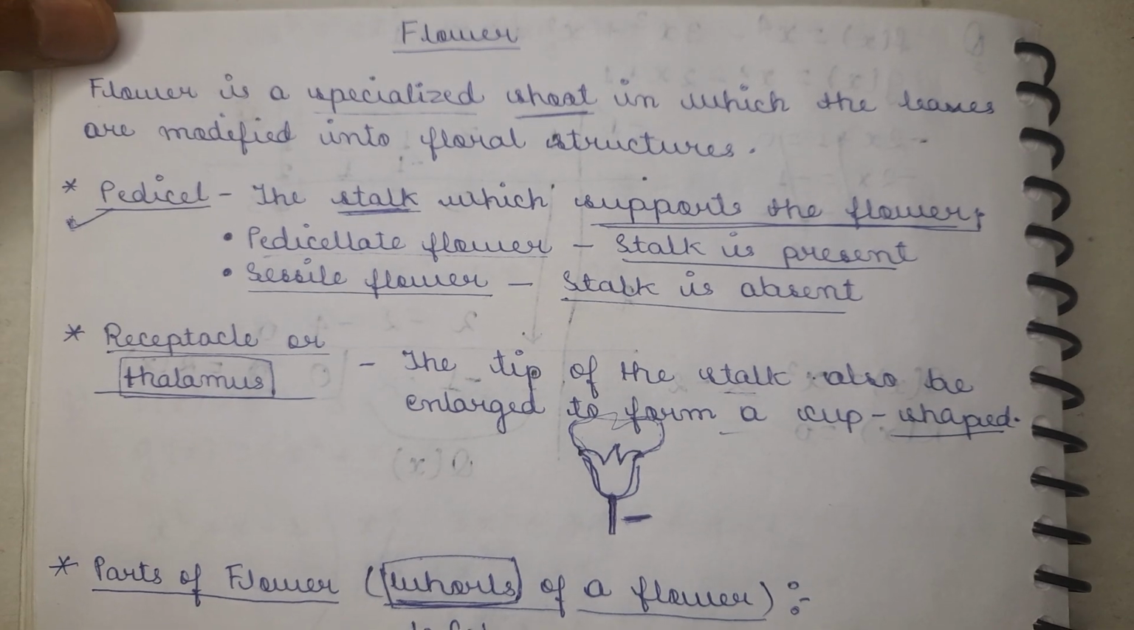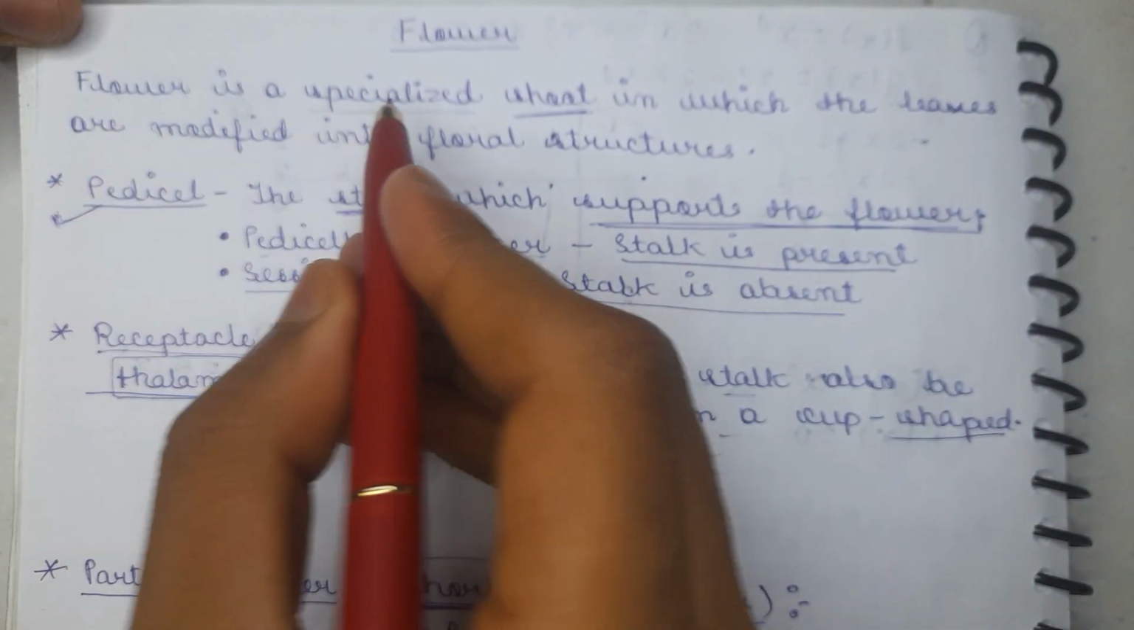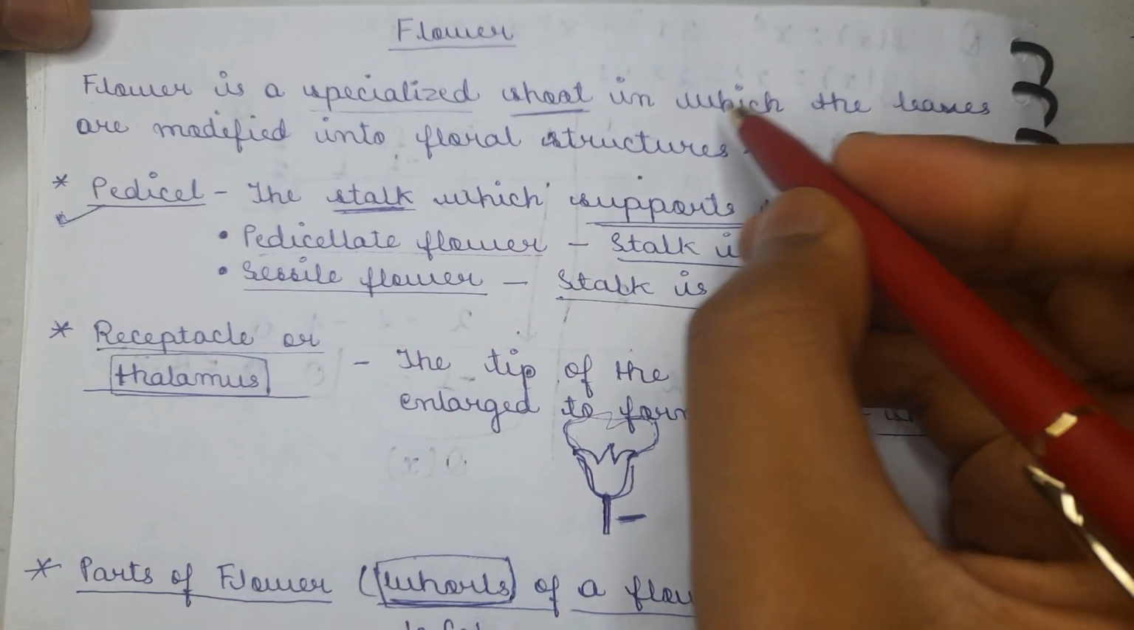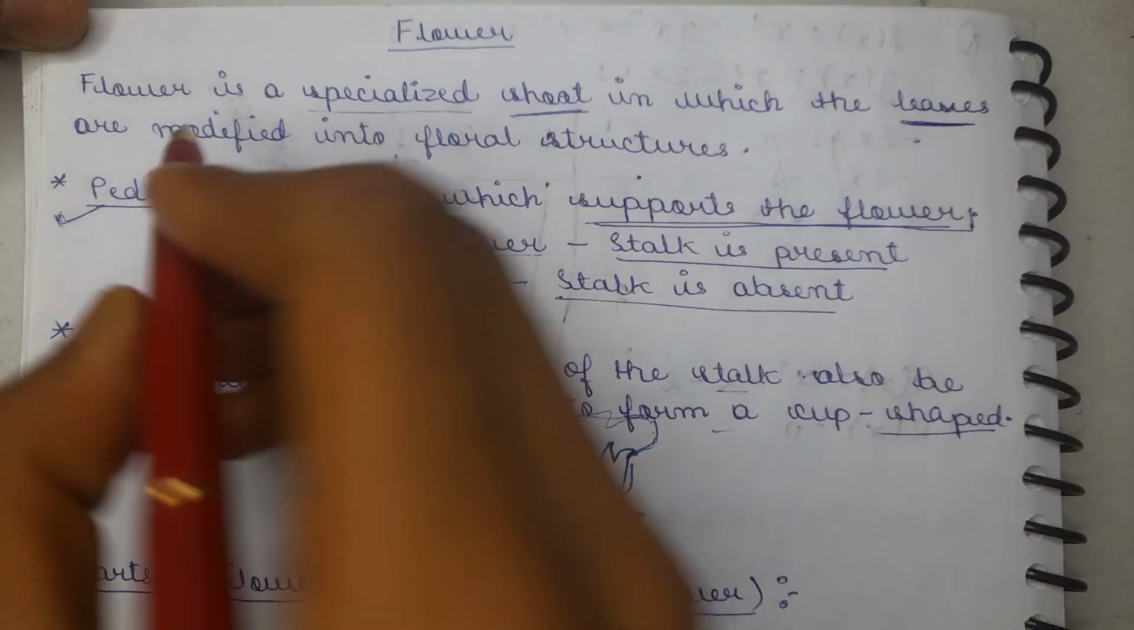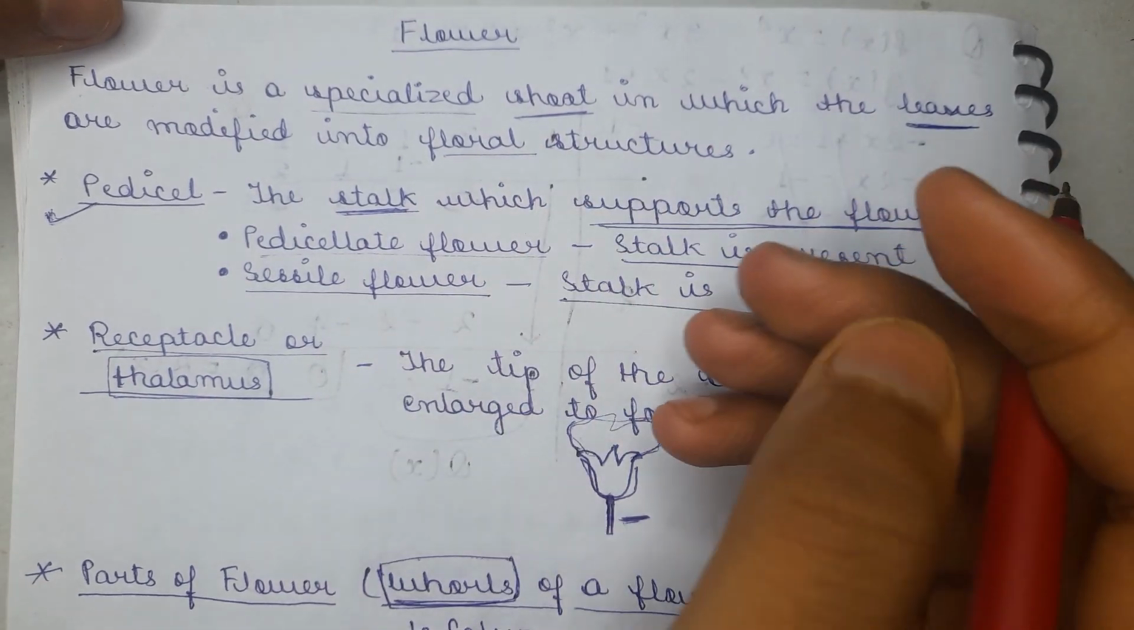Hello everyone, in this video we are going to talk about the flower and its parts. Basically, the flower is a specialized shoot in which the leaves are modified. Leaves are modified into which part? The floral part, or we can say the floral meristem.